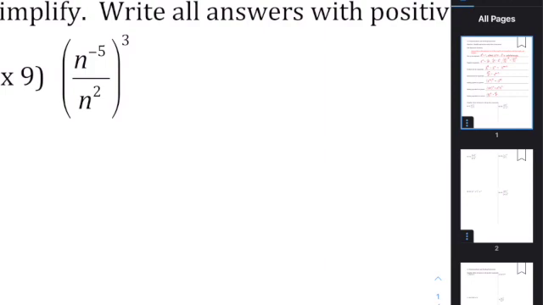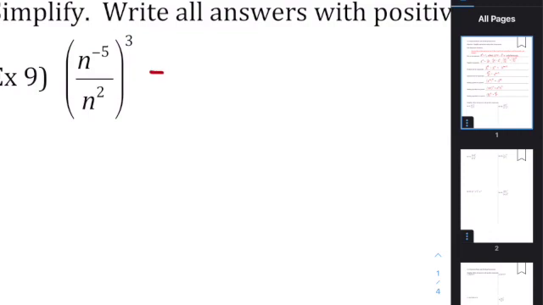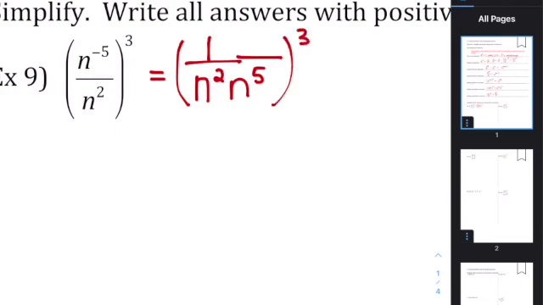So the rule goes like this. You can have 1 over, because if you flip to the bottom, that's n to the second, n to the fifth. And then the 3 still has not changed. Then n to the second, n to the fifth can be combined. That's n to the seventh, n to the third power.